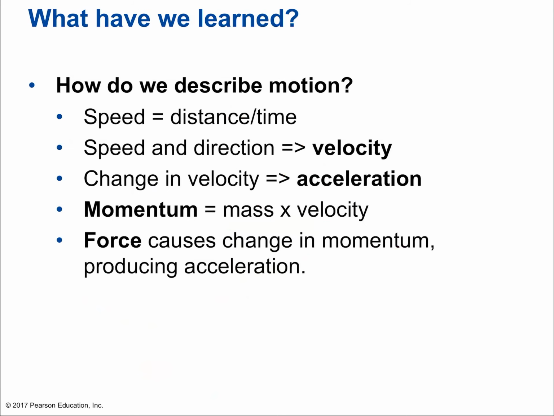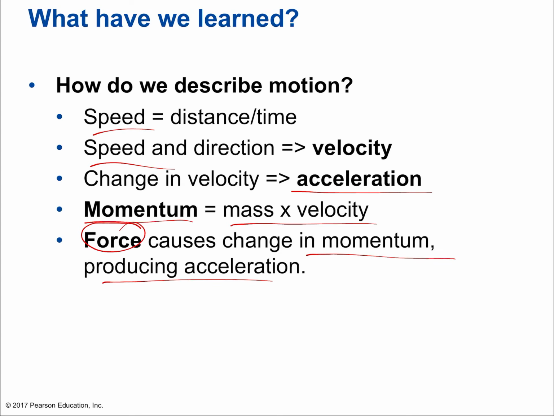All right, so how do we describe motion? So in summary, we have speed is distance per time. All right, velocity is speed with direction. A change in velocity is called an acceleration. Momentum is simply mass times velocity, and forces change momentum, thus producing an acceleration.